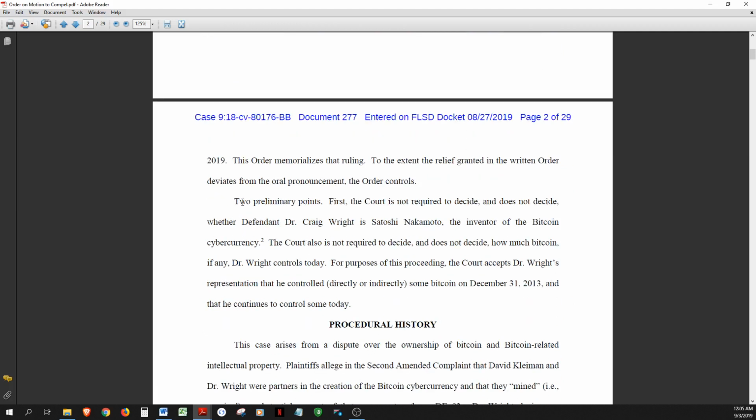Here we go. Two preliminary points. First, the court is not required to decide. It does not decide whether defendant Craig Wright is Satoshi Nakamoto, the inventor of the Bitcoin cybercurrency. And second, the court is also not required to decide. It does not decide how much Bitcoin, if any, Dr. Wright controls today. So, in short, he's saying, well, we don't know who Satoshi is, and I'm not making any findings about that.